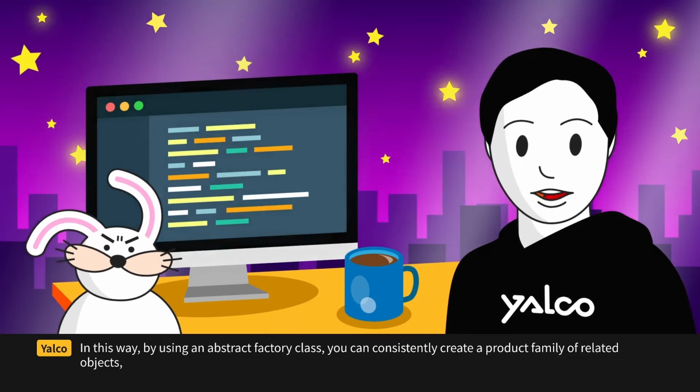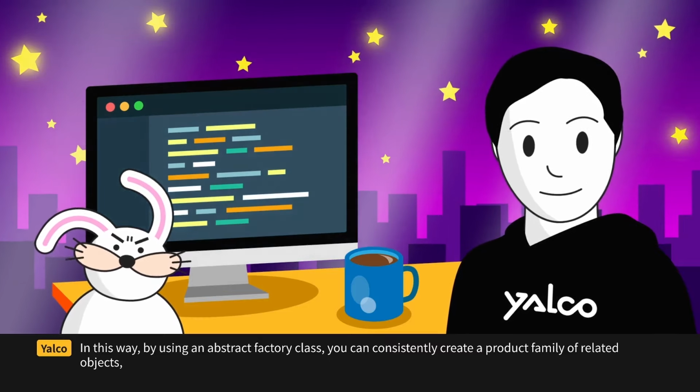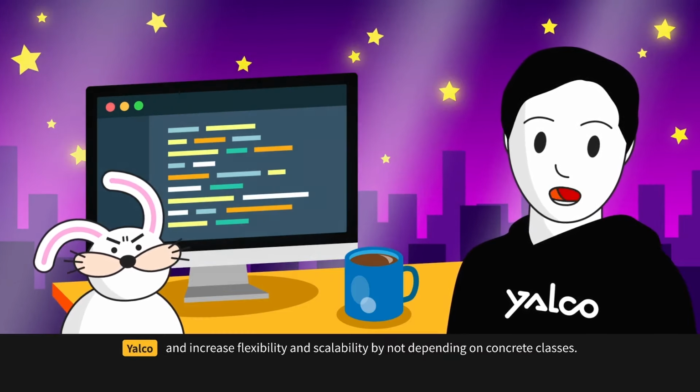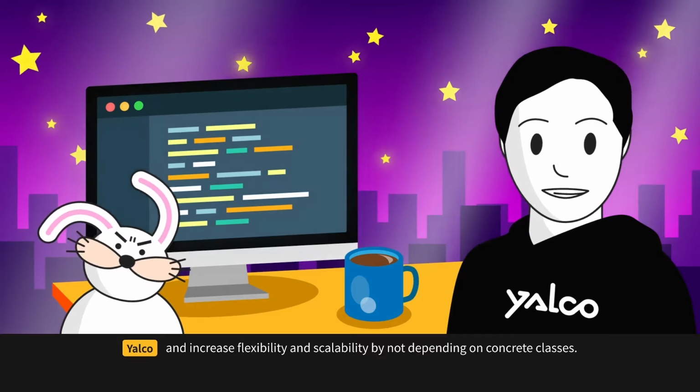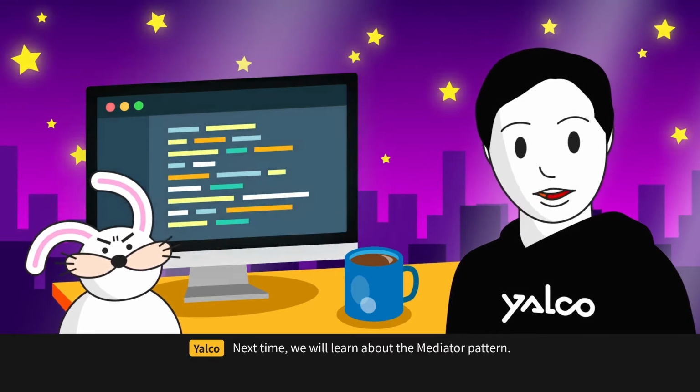In this way, by using an abstract factory class, you can consistently create a product family of related objects and increase flexibility and scalability by not depending on concrete classes. Next time, we will learn about the Mediator pattern.